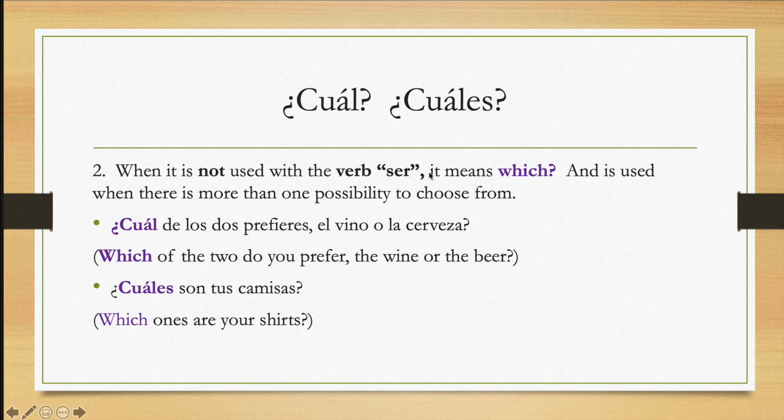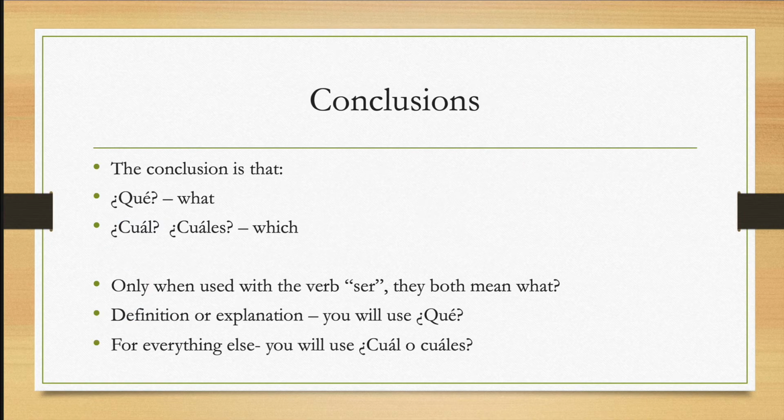When it is not used with the verb ser, it means which, and it is used when there is more than one possibility to choose from. ¿Cuál de los dos prefieres, el vino o la cerveza? Which one of the two do you prefer, the wine or the beer? ¿Cuáles son tus camisas? Which ones are your shirts? So you need to have more than one choice to say which.